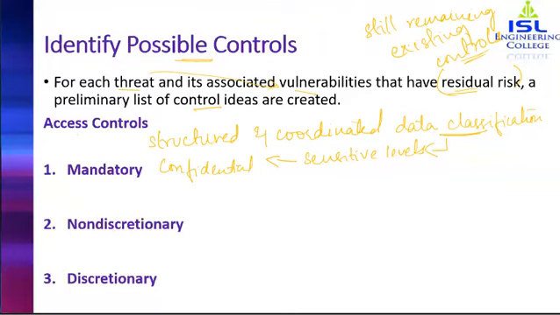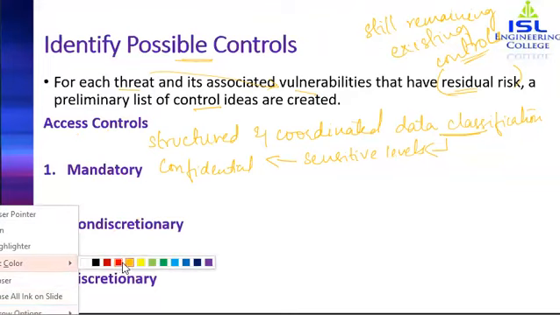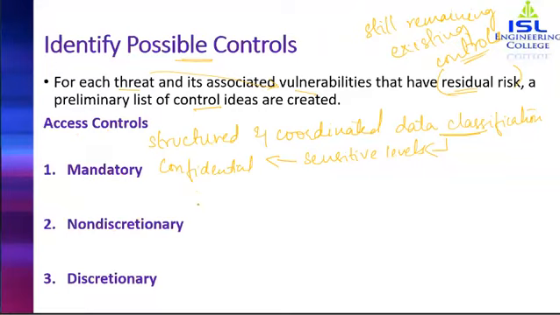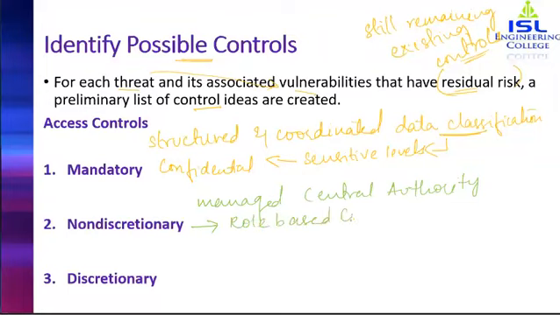The next one is non-discretionary access controls. Within non-discretionary access control, these are the controls that are managed by a central authority. The central authority can be either an organization, or you can also give individual roles. This non-discretionary control can be of two types, either a role-based control or a task-based control.